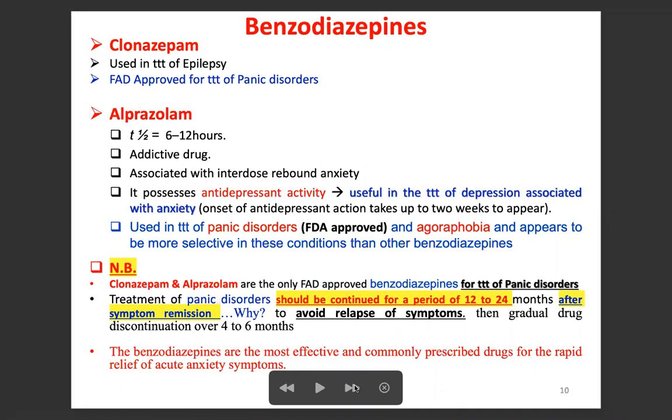And benzodiazepines are the most commonly prescribed drugs for the rapid relief of anxiety symptoms. So generally benzodiazepines are preferred.